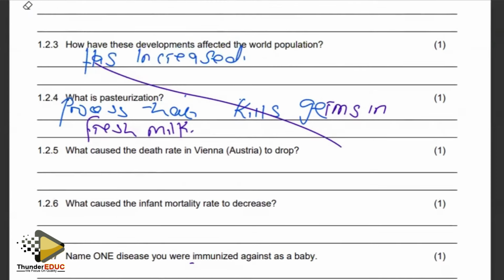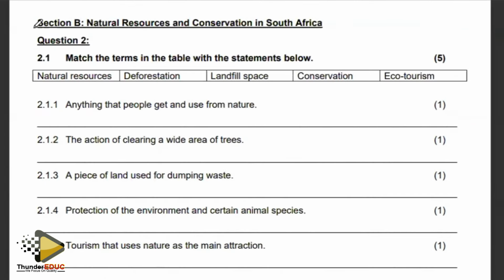Okay. So let's see. Section B: Natural resources and conservation in South Africa. This is the topic in term four. Like I told you, section B is focused on term four. Match the terms in the table with the statements below. We have natural resources, deforestation, landfill space, and then conservation and ecotourism.